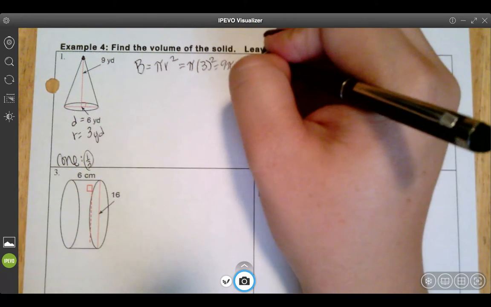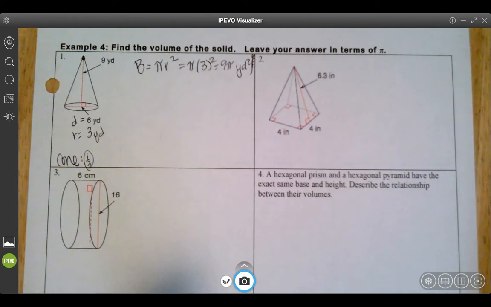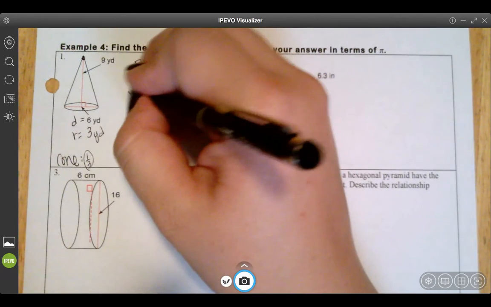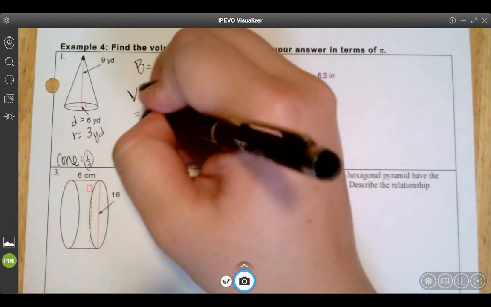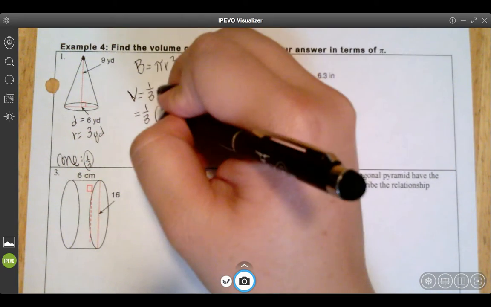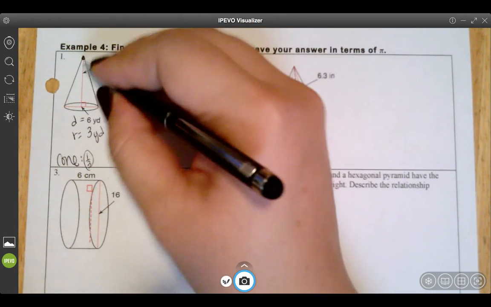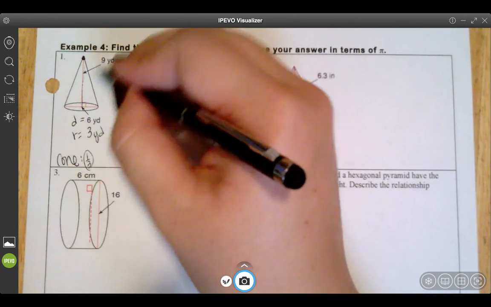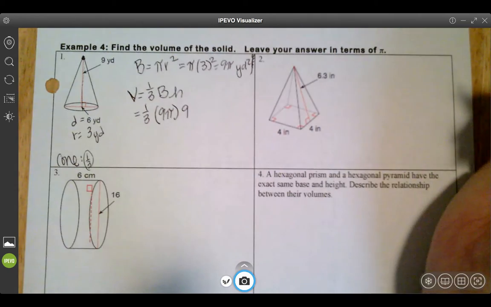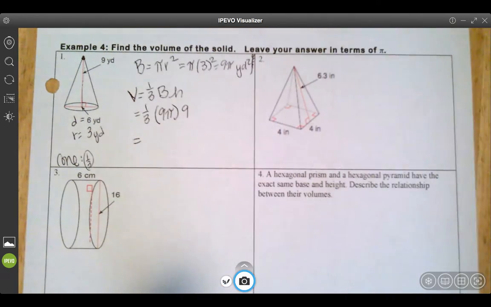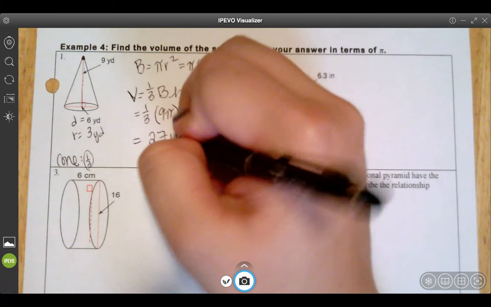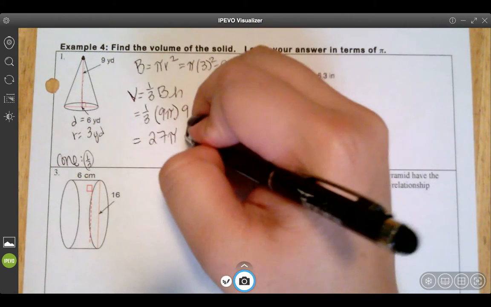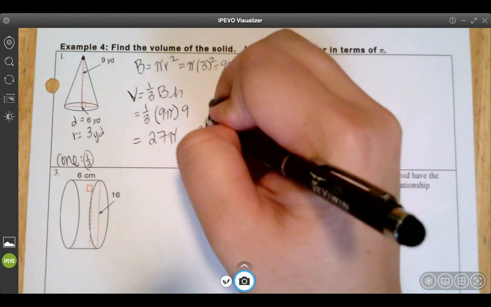Oop, I started to box that. That's not the final answer. That is just the base. In order to find the volume, we're going to do 1/3 base times height. That is 1/3, our base of 9 pi, times our height, dropped straight down from the top, is 9 yards. 1/3 times 9 should give us 27 pi. Volume is cubic yards.